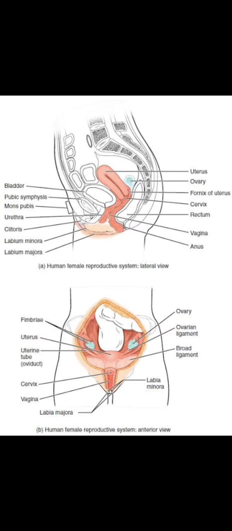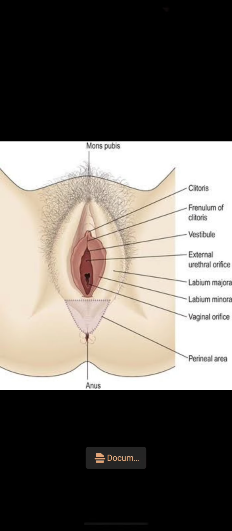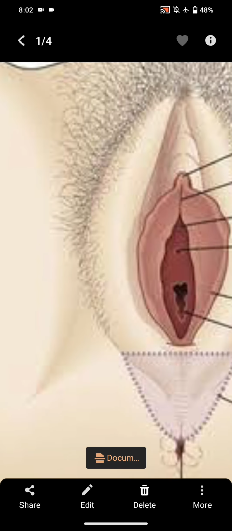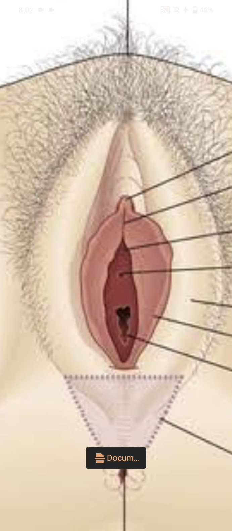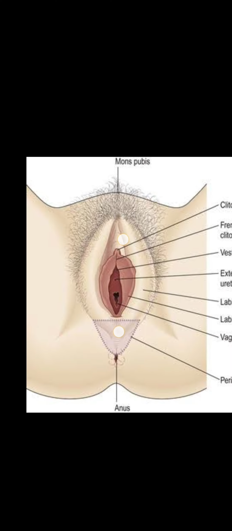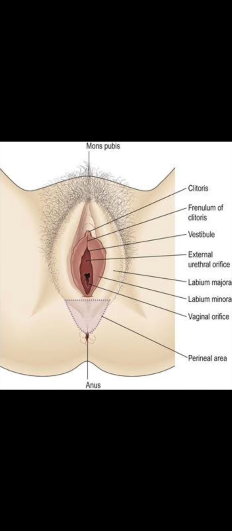The first we are going to see is mons pubis. Mons pubis is a hairy part. It is made up of subcutaneous tissue and fat. Next is labia majora. Labia majora is this elevated part. It is made up of subcutaneous fat and it is structurally similar to the male scrotum.